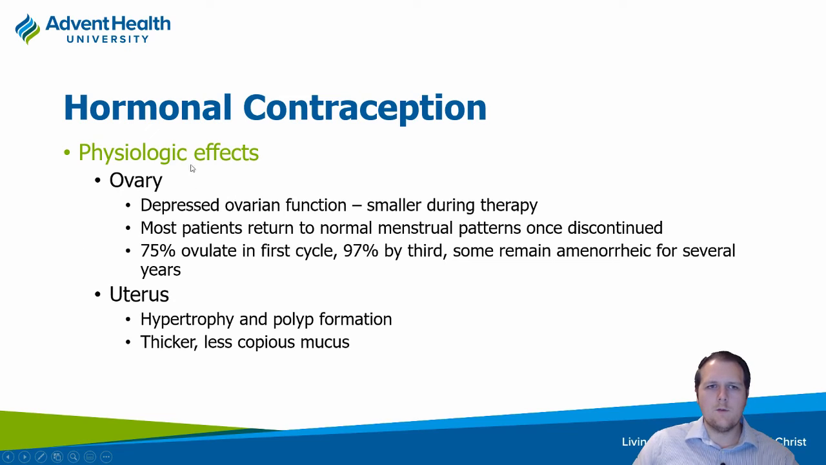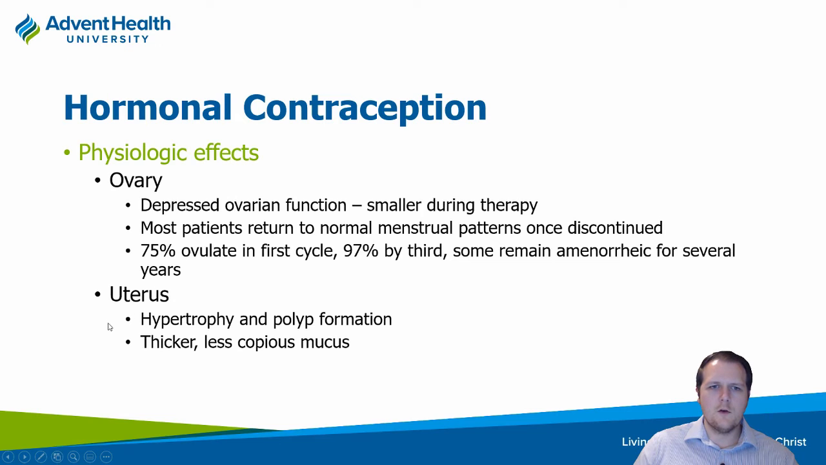So again, what we expect to see is some depression of ovarian function. The ovaries even tend to atrophy during therapy, just like you would see with exogenous testosterone administration in patients. And most patients will return to a normal menstrual cycle as soon as they come off of it. Within the first month or so, about 3/4 of patients should be back to normal, but some may remain amenorrheic and may not ovulate for many months. It just depends on the patient, but most do.